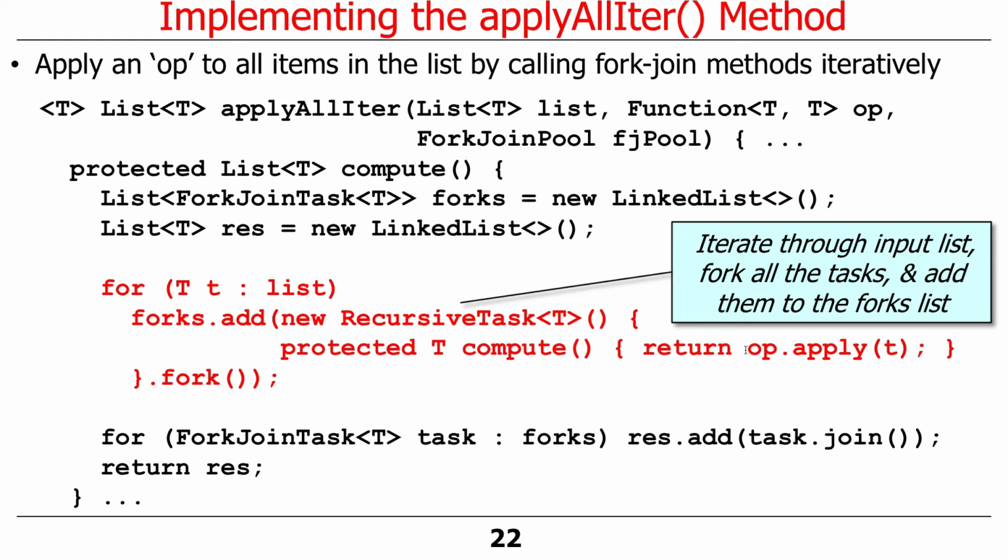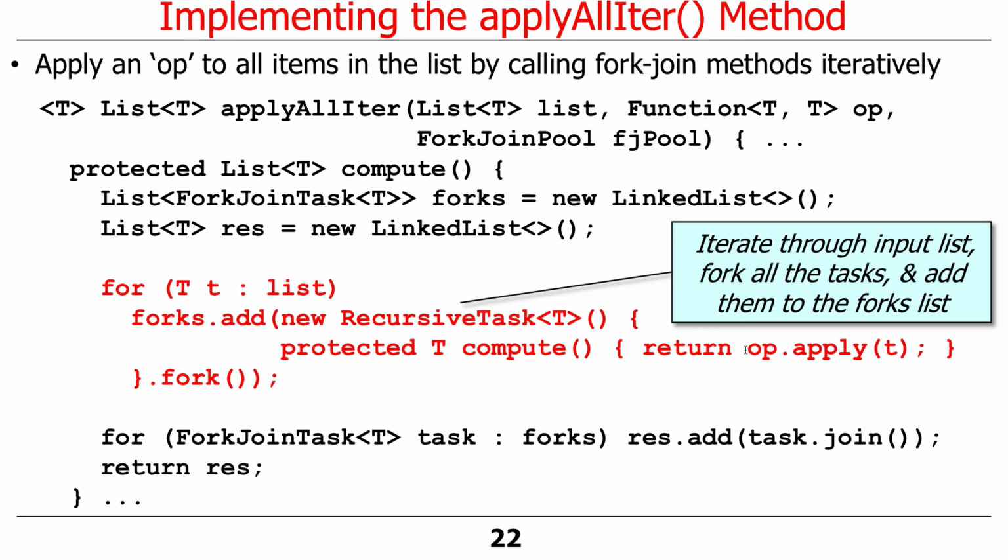For each unreduced big fraction, we're going to add a new recursive task to our list. So you can see forks is a list. We say forks.add, and we're going to add a new recursive task. This recursive task is also an anonymous inner class. Once again, we can't use lambda expressions, sadly.